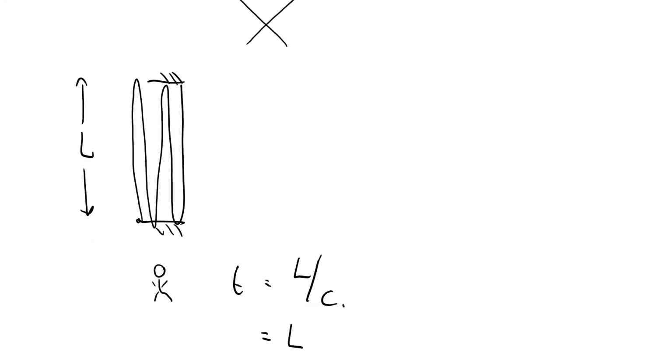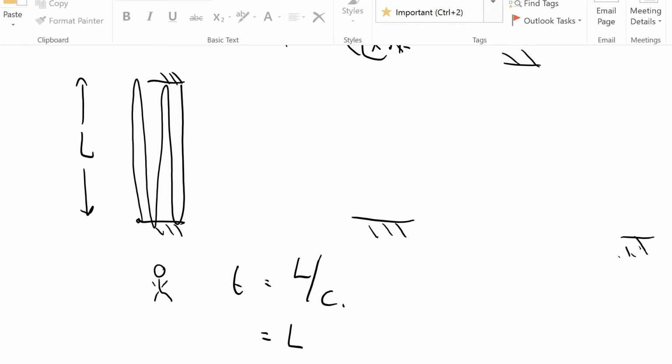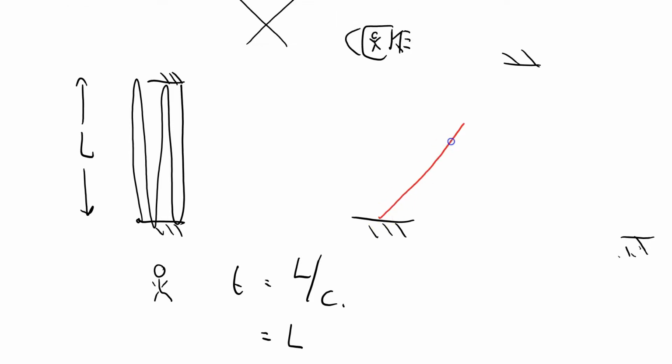Now, my friend is in a spaceship. It's not a very good spaceship, but there it is, and he's travelling that way. So he sees the light bouncing between these two mirrored surfaces. I'm going to use red for light. So he sees the light bouncing backwards and forwards like that. Now he sees a different description of things.